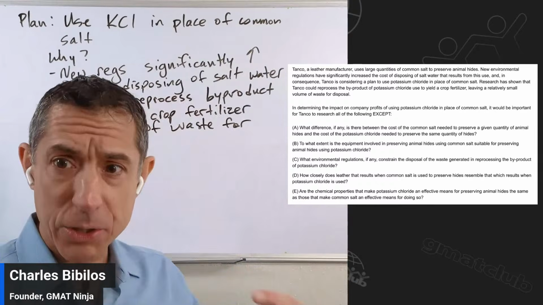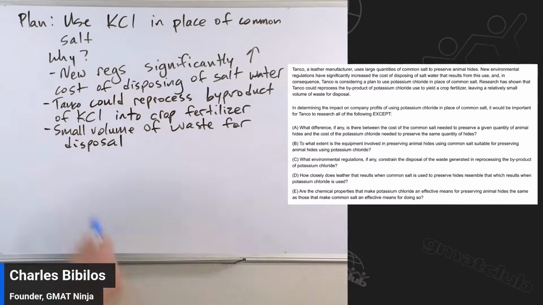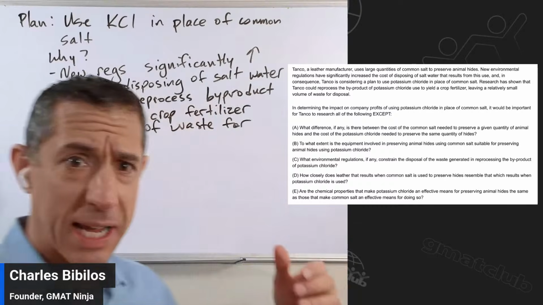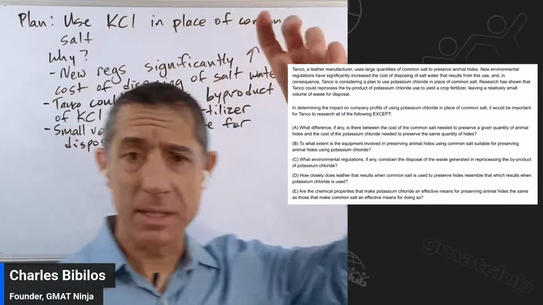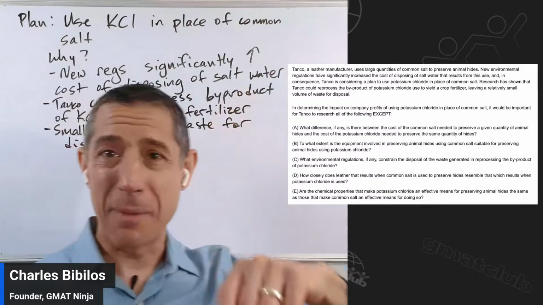Not everything has a conclusion. In this case, we've got a plan, right? So this is going to look a lot like what we did in the previous video. We've got a plan: Tanco, a leather manufacturer, wants to use potassium chloride. I just shortened it to the chemical name because writing takes time. So, use potassium chloride in place of common salt.